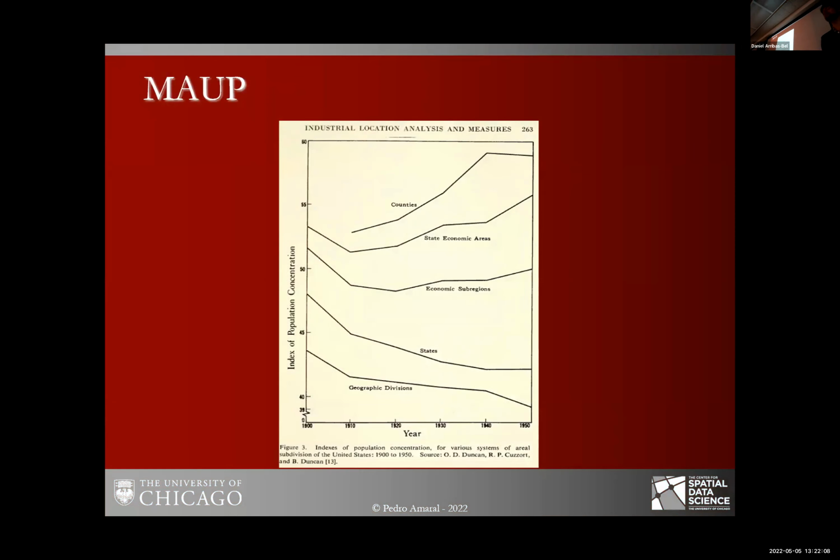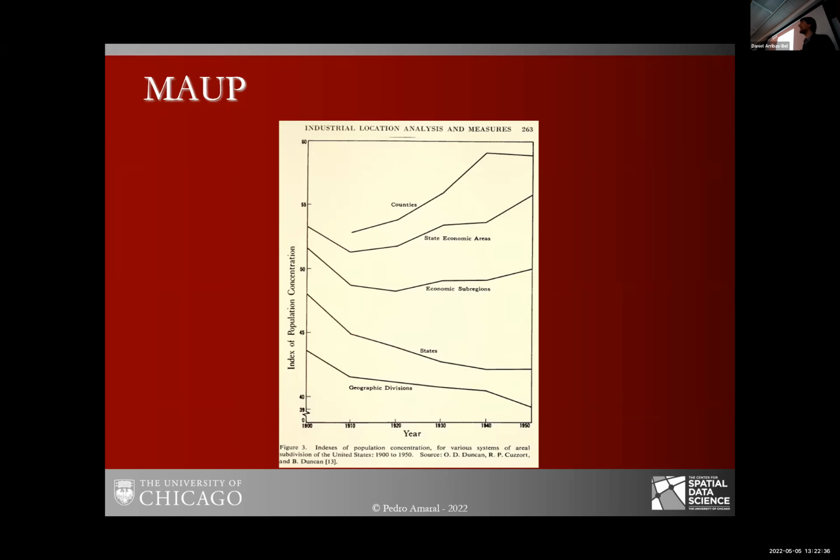And this example is very nice for this. It comes from Izard's book, and it's the same index. It's a population concentration index. And so Izard was measuring here just how the population was concentrated in the United States. And the idea is that the same index was calculated for the year 1900 and then 1950. So you have this 50-year period of data.